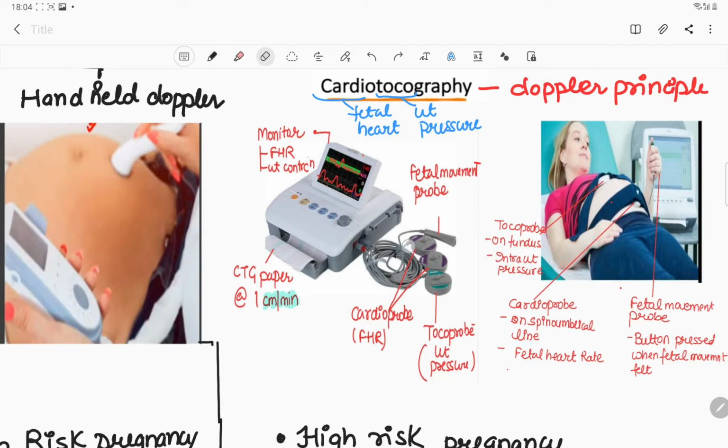And there are 3 different types of probes, actually 4 probes. One is the fetal movement probe, which is held by the mother, and the button is pressed when fetal movement is felt. And there are 2 cardio probes placed on the spino-umbilical line of the mother, which show fetal heart rate. And the third type is the toco probe placed on the mother's fundus, measuring intrauterine pressure.